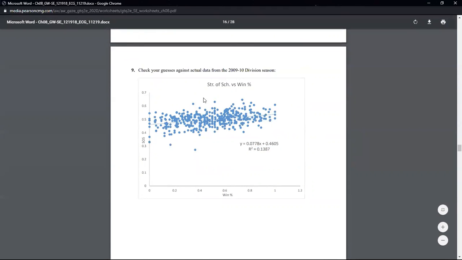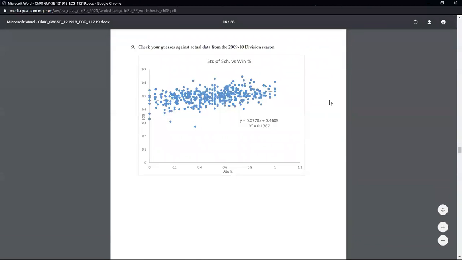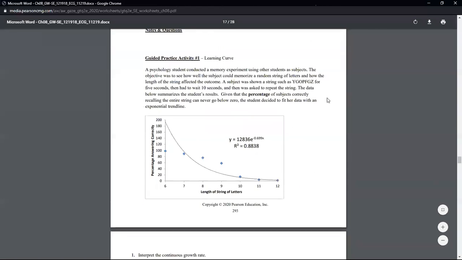It shows that the predictability of winning or losing is not really correlated to a strength of schedule, which is basically putting a number 1 team against a number 64 team, a number 2 team against a number 63 team, you know, seeding, if you will. And then the R squared does not just deal with linear trend lines, it also does with exponential trend lines. This is an exponential decay trend line.